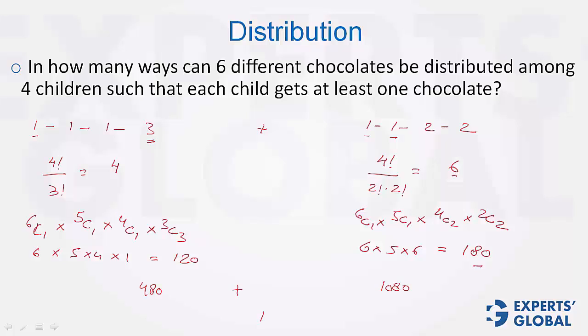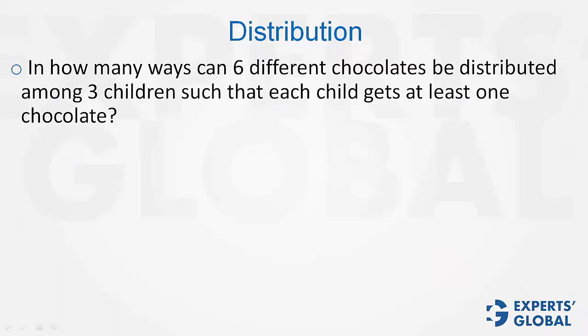Total is 1560. That's the answer. There are 3 ways of doing it: 2, 2, 2 and 2, that means each child gets 2 chocolates. Then 4, 1, 1 and 3, 2, 1.